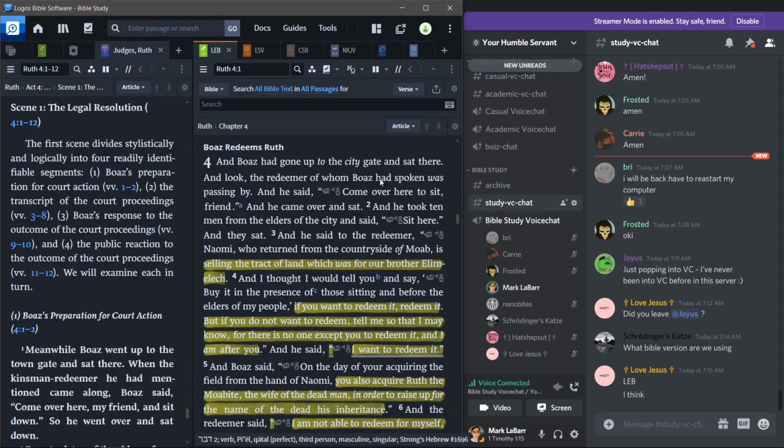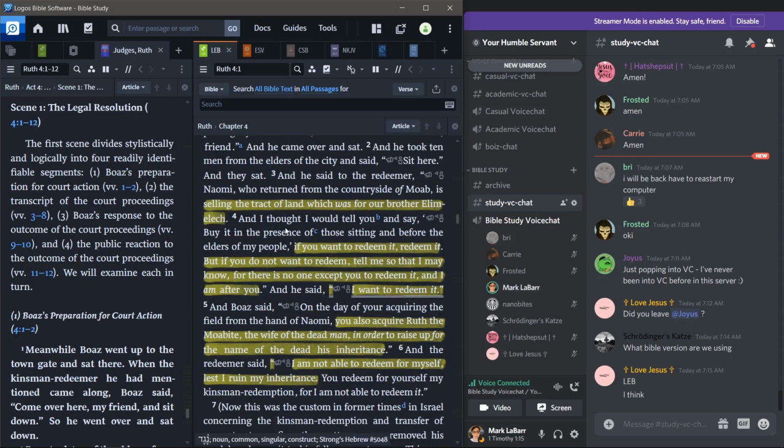So Boaz, in the morning, with that urgency, gathers together all the elders, sits them down, and brings the other kinsman redeemer in the area. The author doesn't mention any greetings or formalities. It goes, sit here, and then Boaz goes straight into business: Naomi, who returned from the countryside of Moab, is selling a tract of land which was for our brother Elimelech.